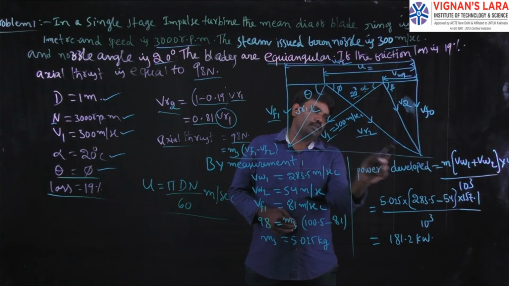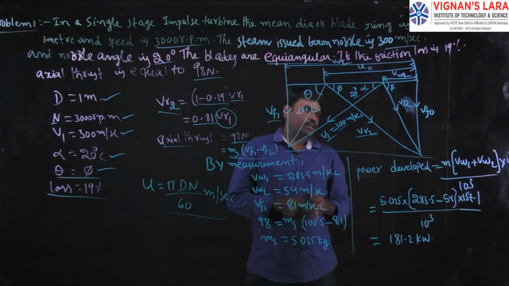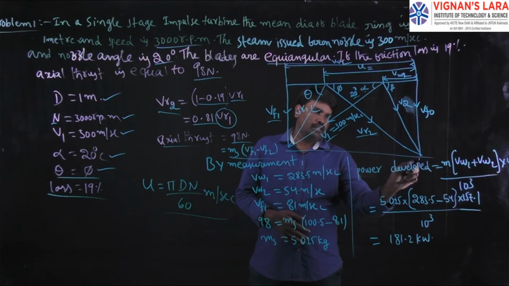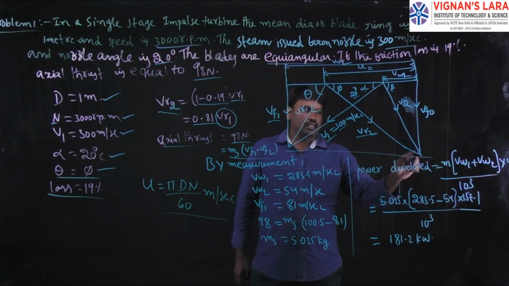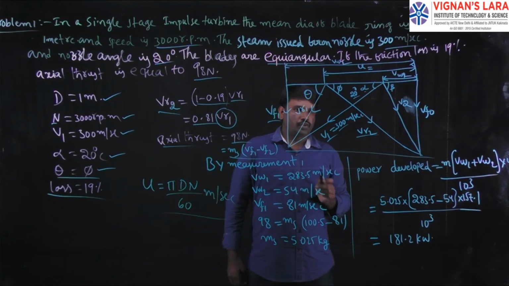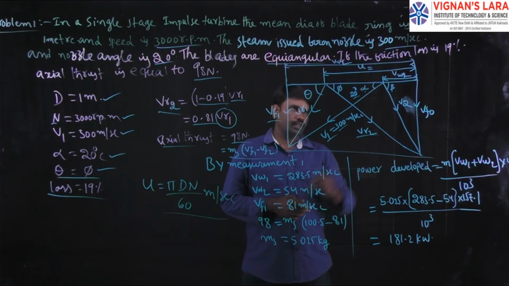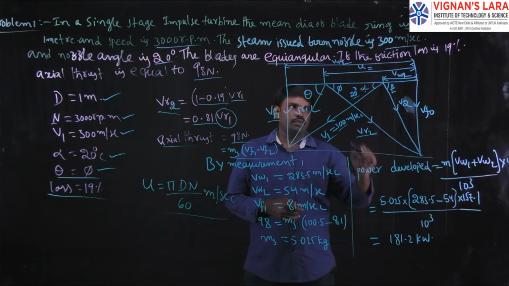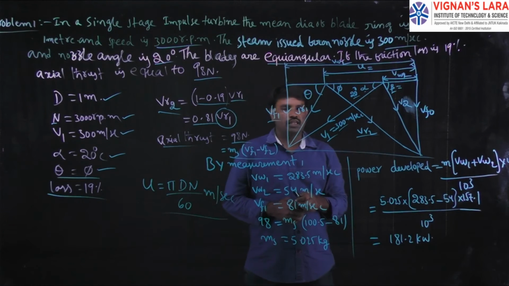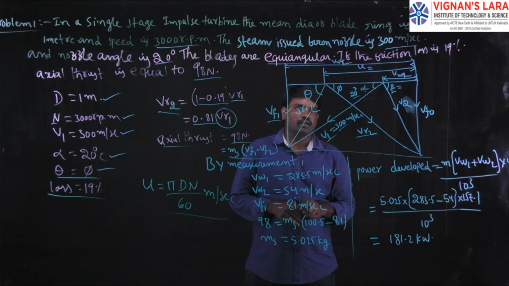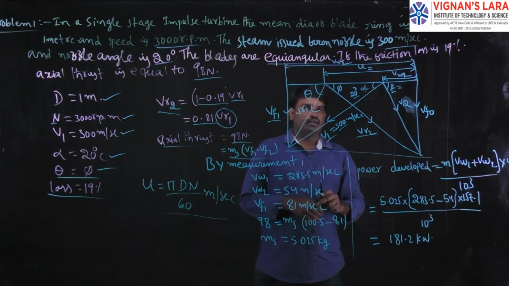After drawing the Vr2 line, you can extend the line vertically up to the Vw2 point, then you can join this point with this one. This is the beta exit angle. In the problem, if he mentioned to find the exit angle of the nozzle, that is beta, you can measure and write the beta angle also.